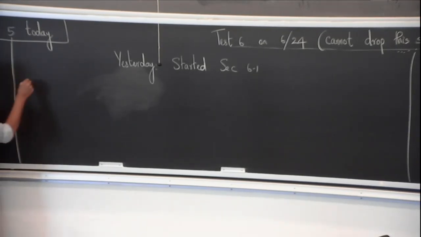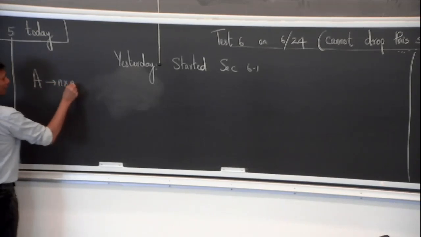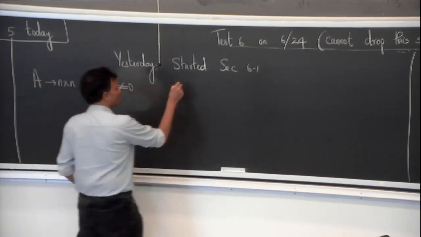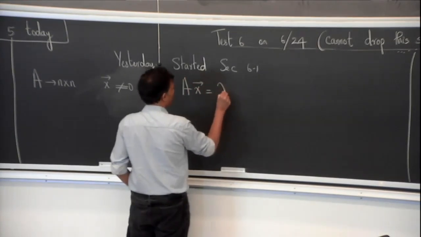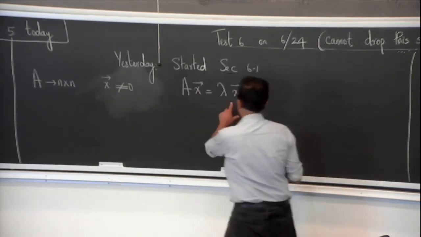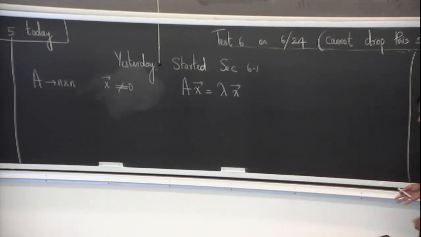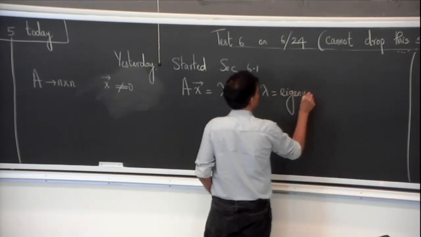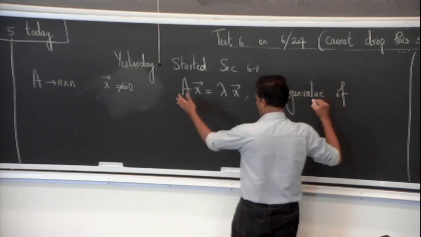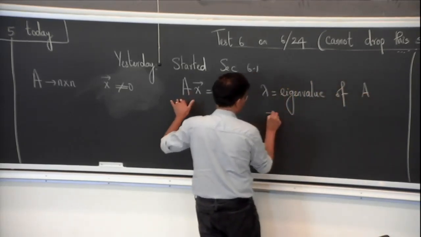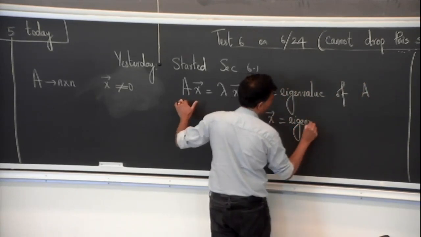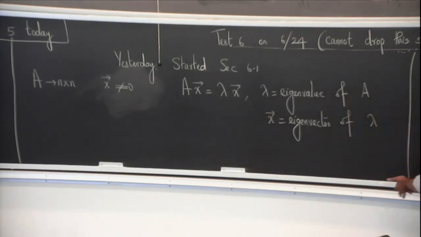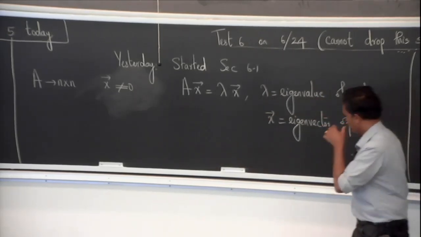So we were talking about a square matrix of size n by n and a vector x which is strictly non-zero such that A times x equal to some scalar lambda times the same vector x. So you're just scaling that vector by some constant quantity. Okay, you call lambda the eigenvalue of the matrix A, and x the eigenvector of the eigenvalue lambda. So it's a pair. Every eigenvalue has a corresponding eigenvector.